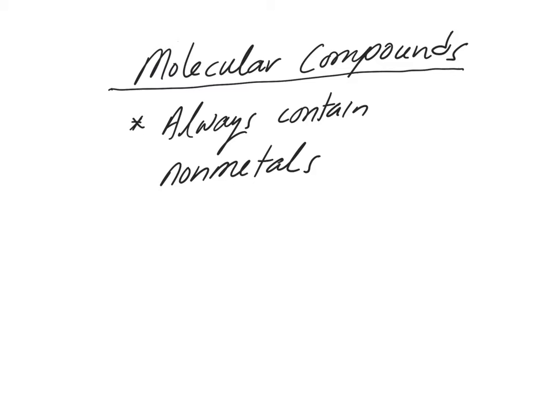Molecular compounds, on the other hand, always contain non-metals. Here are some examples of molecular compounds. Here's one that you know for sure. Water, H2O. There is no metal there. Those are two nonmetals, hydrogen and oxygen. How about carbon dioxide? No metal there, just two nonmetals, carbon and oxygen. Here's methane, carbon and hydrogen, two nonmetals. These are examples of molecular compounds. There are no ions in these compounds.